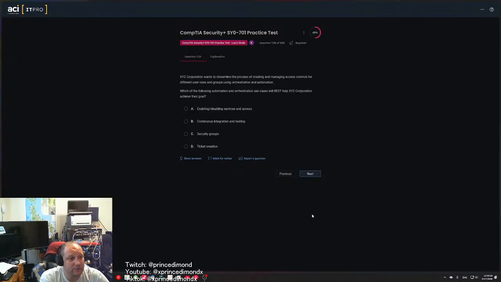XYZ Corporation wants to streamline the process of creating and managing access controls for different user roles and groups using orchestration and automation. Which of the following automation orchestration use cases will best help XYZ Corporation achieve the goal? So the goal is what? Streamline the process of creating and managing access controls for roles.